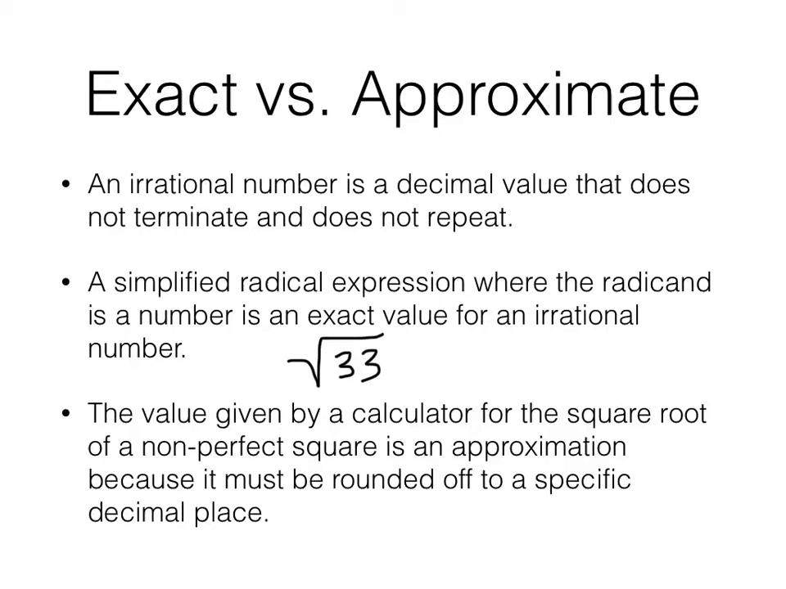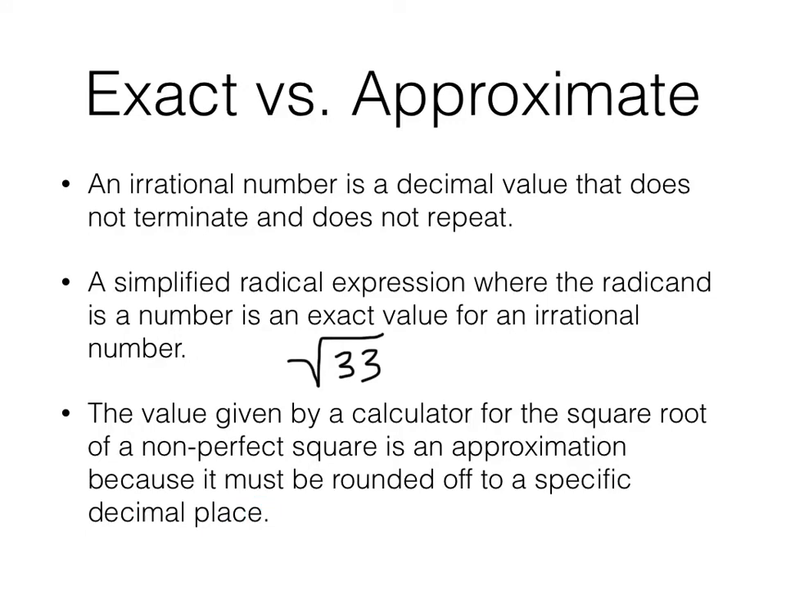And this is very similar to what you may have learned last year with regard to circumference and area of a circle. You can give the exact circumference or area by keeping the pi symbol in the answer. Or you can approximate it by punching it in the calculator and rounding it off. And that is what happens here. The value given by a calculator for a square root of a non-perfect square is an approximation only because it must be rounded off to a specific decimal place to be expressed as a decimal.